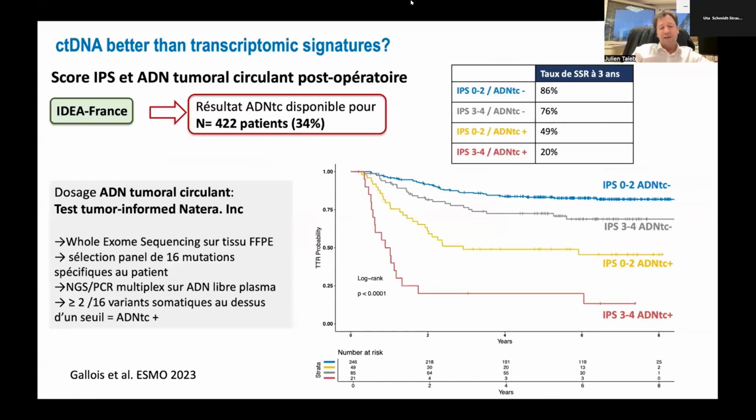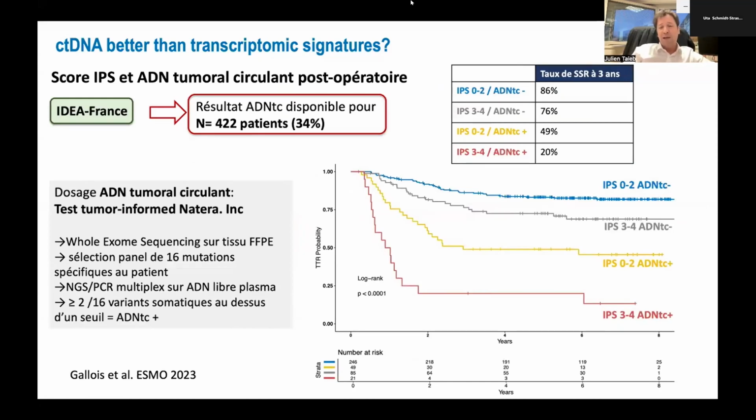And this is another publication that we are currently in revision for the JCO, showing that with transcriptomic signatures, we can also improve ctDNA performances. So the yellow and red curves are positive ctDNA patients with good or bad transcriptomic signatures, and the blue and gray are negative patients for ctDNA with bad and good transcriptomic signatures. And you can see again that the curves are separating very well depending on these two different assessments.